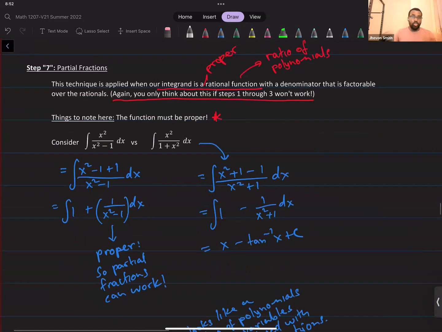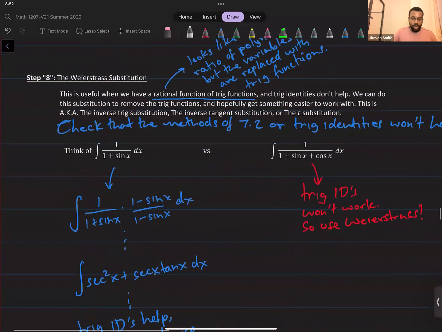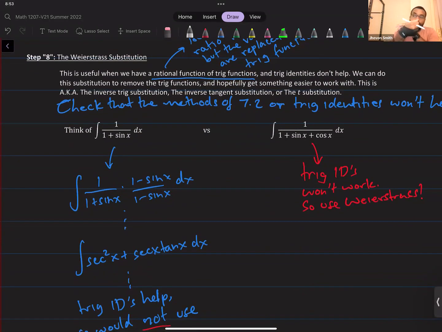Partial fractions only works on rational functions, so ratios of polynomials, where the highest power on top is strictly smaller than the highest power on the bottom, and the denominator factors. So either you have that situation, or you can get to that situation with a substitution, and that would mean partial fractions can work. And for the Weierstrass substitution, you're in a situation where you have a rational function made up of trig functions, and trig identities or the methods of 7.2 don't work. Then you can do a Weierstrass substitution. So it's not necessarily things you think in order, you just look at the situation you're in and say, what would be the appropriate method here? Oh, it's a rational function, the denominator factors, the highest power is on the bottom. Partial fractions is the thing you should try, assuming that a substitution wouldn't work. Okay, and that's basically it.